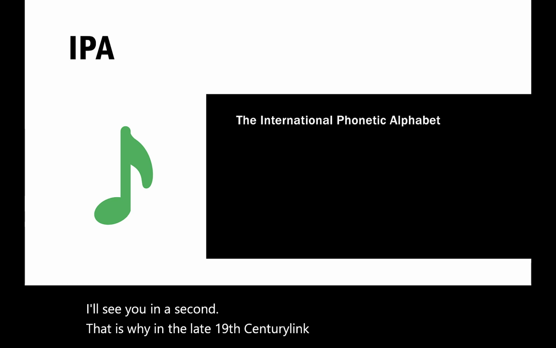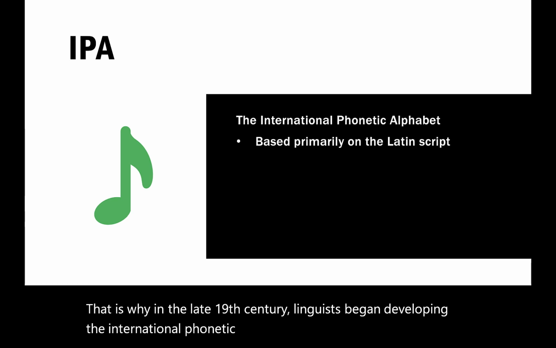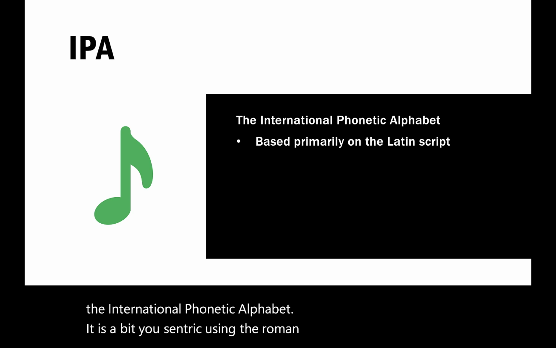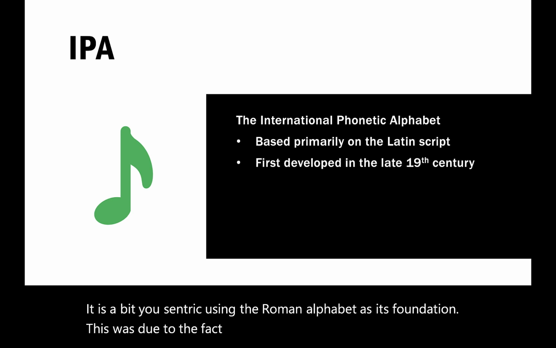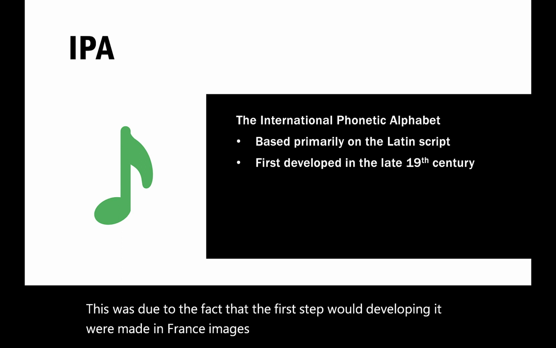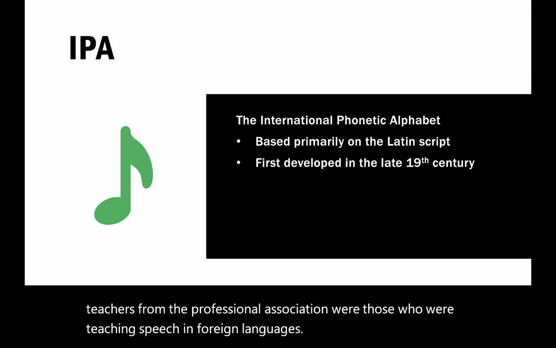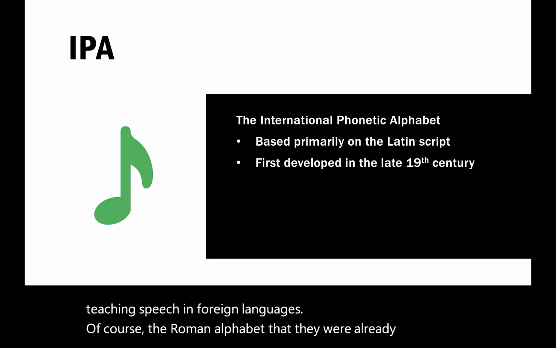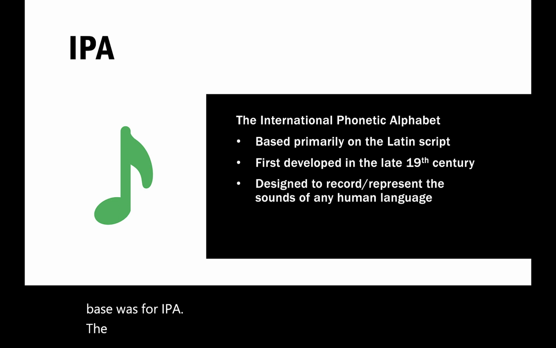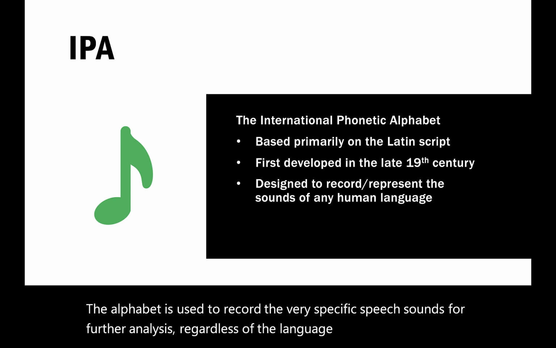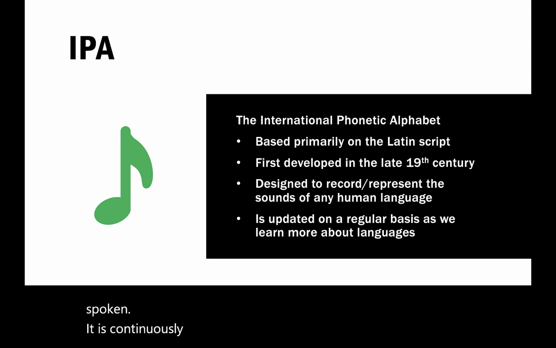That is why in the late 19th century, linguists began developing the International Phonetic Alphabet. It is a bit Eurocentric, using the Roman alphabet as its foundation. This is due to the fact that the first steps at developing it were made in France in 1886, when some French and English teachers formed a professional association for those who were teaching speech in foreign languages. They, of course, took the Roman alphabet that they were already using as the basis for IPA. The alphabet is used to record the very specific speech sounds for further analysis, regardless of the language in which the words are spoken. It is continuously updated based on what we learn about different languages of the world.